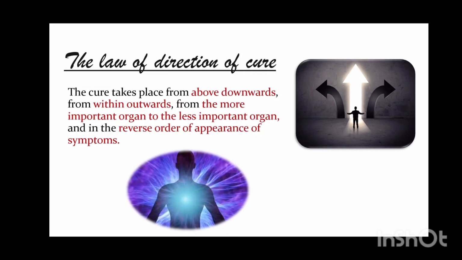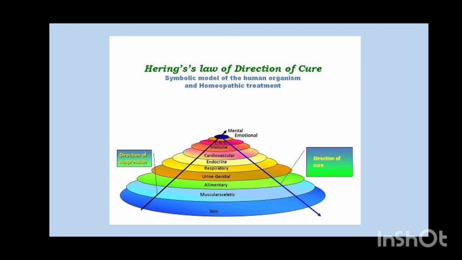As we all know, there is a direction of cure and a direction of disease. As this law talks about the direction of cure, it's also called the law of direction of cure. If a question comes like "explain the law of direction of cure," it basically means Herring's law only. The picture given in this slide is a pictorial or chart-wise representation of the law.